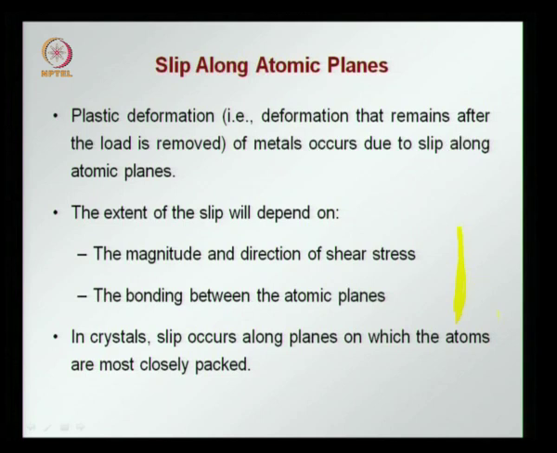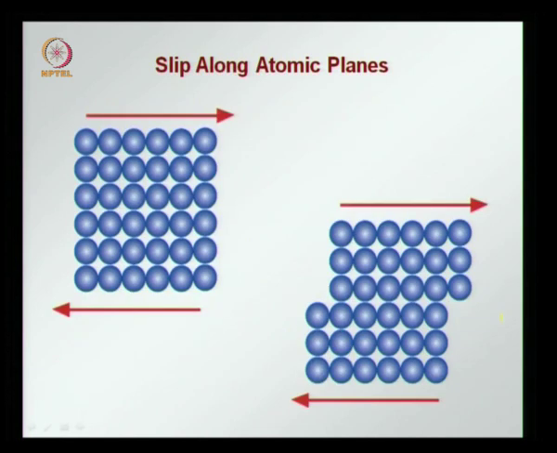Also important is that when we have a lattice structure in a crystal, the slip occurs along planes in which the atoms are most closely packed. That is, if you have a close packed structure, slip will occur along those planes, not across those planes but along those planes. This we see better in this diagram.